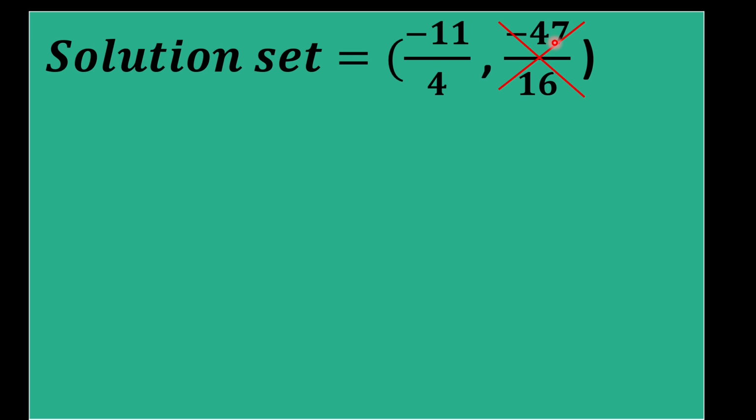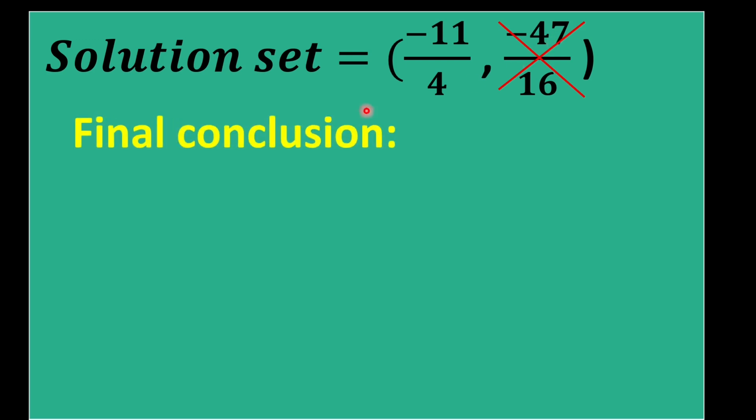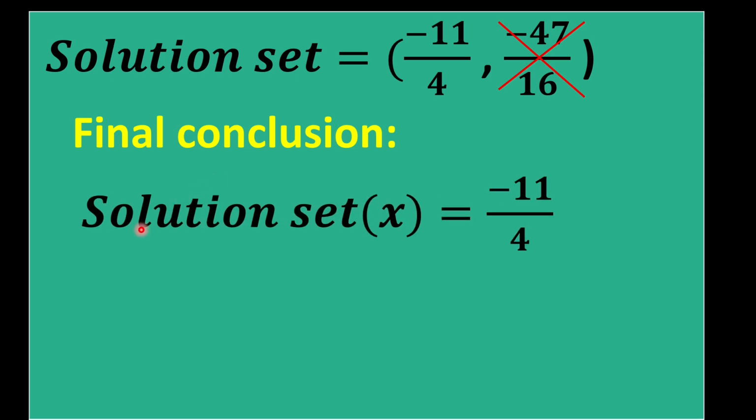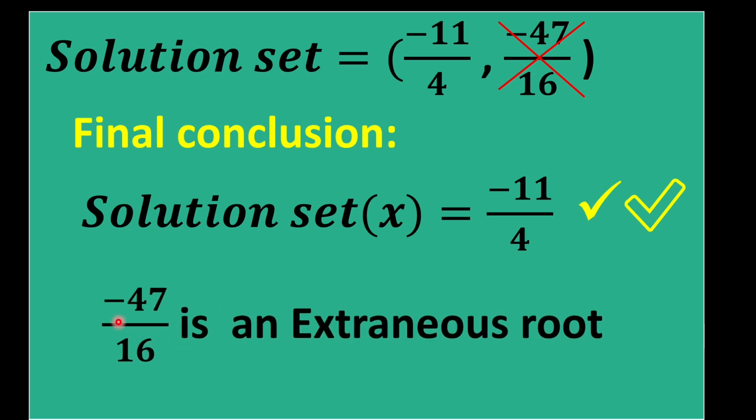So we will cancel this. The final conclusion is that we have the solution: the value of x is equal to minus 11 divided by 4. This is our answer and our true, real solution, and minus 47 divided by 16 is an extraneous root.